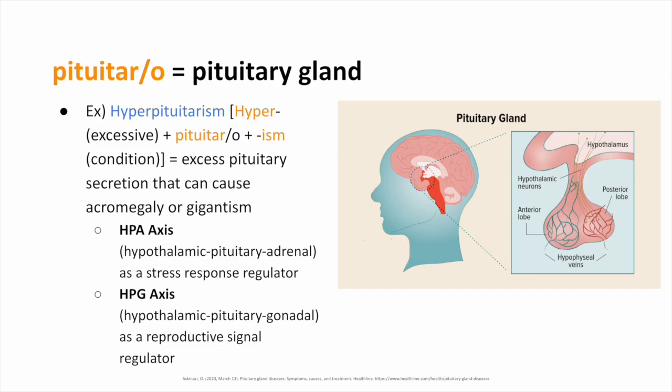So one example of the pituitary-o combining form is hyperpituitarism. So hyper prefix means excessive or above, pituitary-o plus ism suffix. Hyperpituitarism is excess pituitary secretion that can cause acromegaly or gigantism. So one of the hormones produced by the pituitary gland is growth hormone. If excess pituitary secretion happens, it might also result in gigantism or acromegaly, which we'll actually cover a little later.